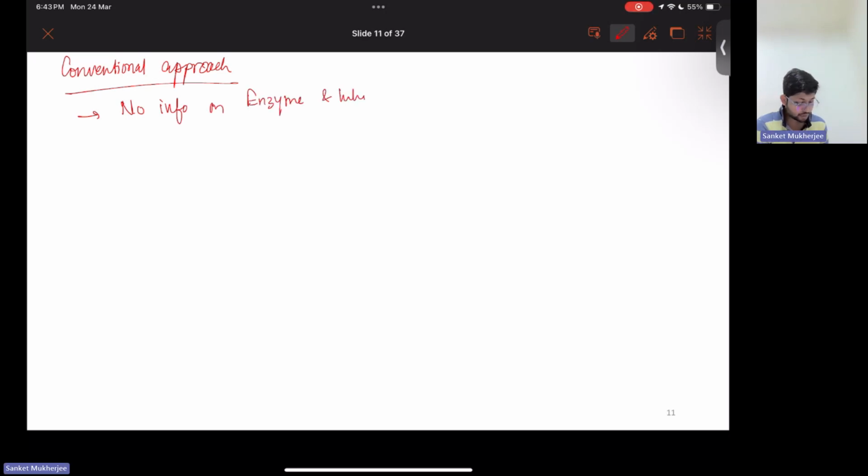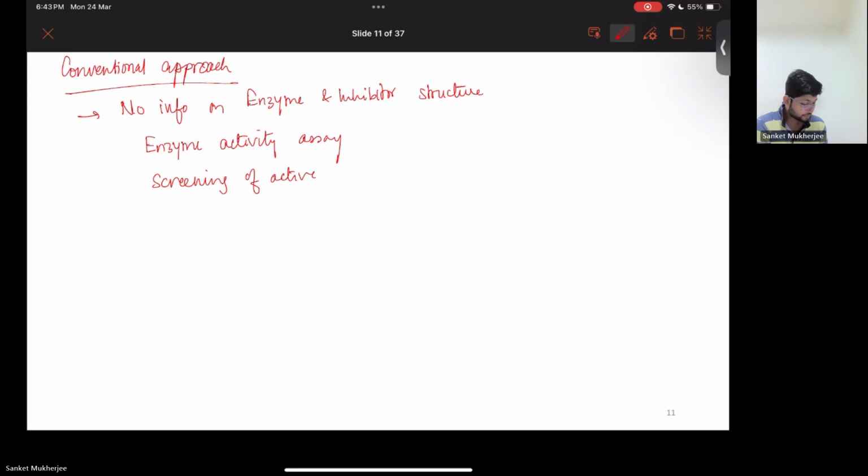Now, talking about the conventional approach, there is no need for information on enzyme and inhibitor structure. You have to perform an enzyme activity assay to see if the activity is reduced. Then we screen the active molecules. Then we perform validation by binding assays.